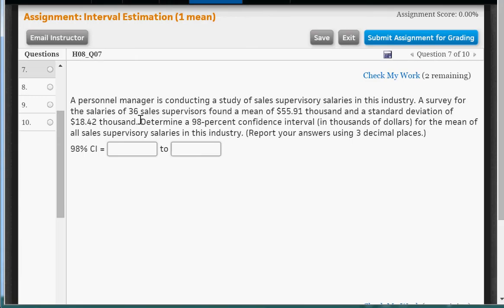What about number 7? What kind of problem is this? A survey of 36 sales supervisors had a mean of 5591 and a standard deviation of 1842. What kind of problem is this? Tyler. Is this a mean confidence interval or is it a proportion confidence interval? Mean confidence interval. Now, is this a sample standard deviation or is this a population standard deviation?